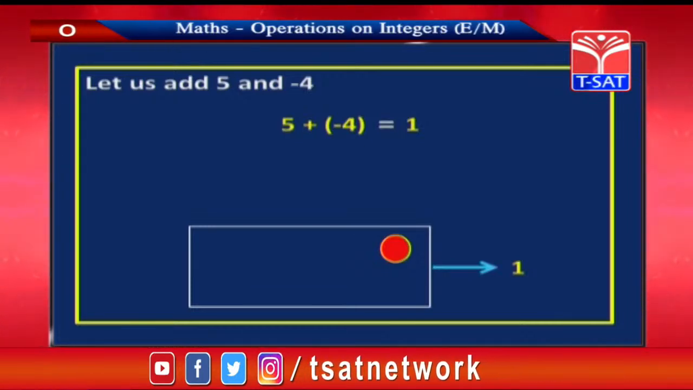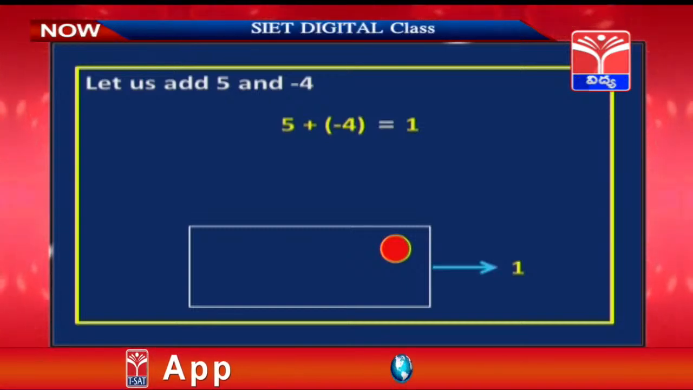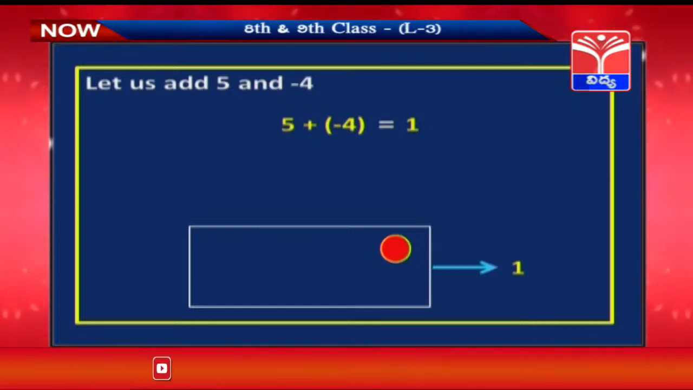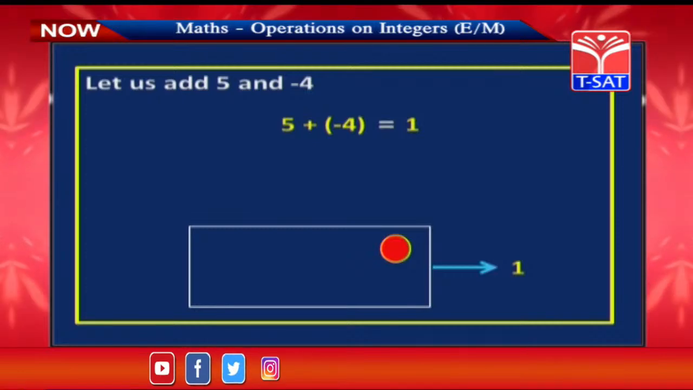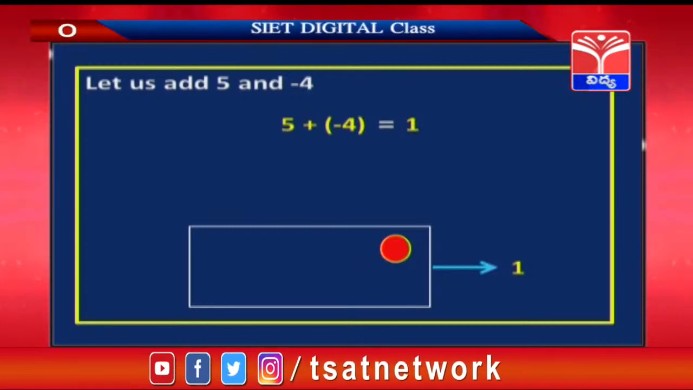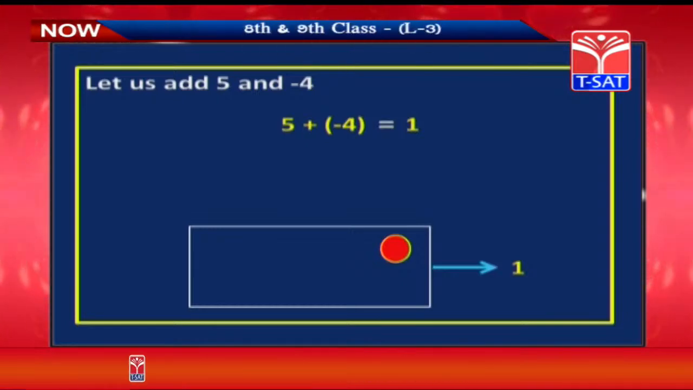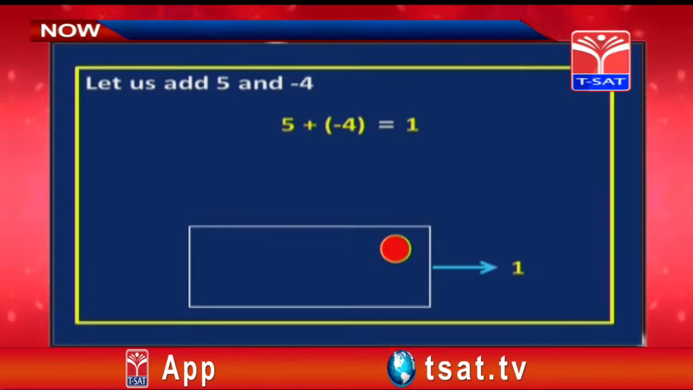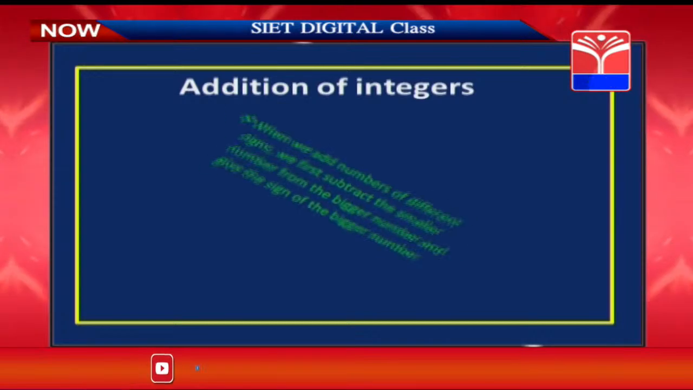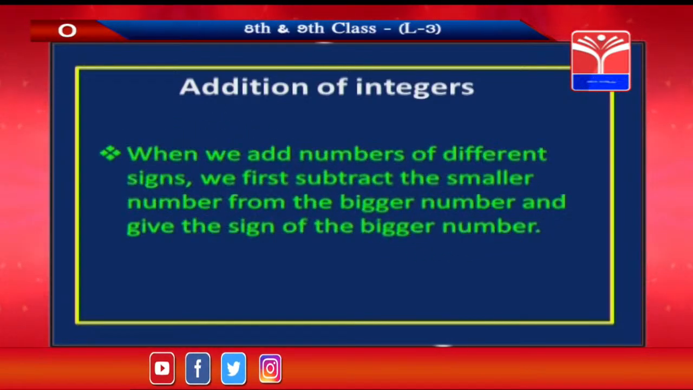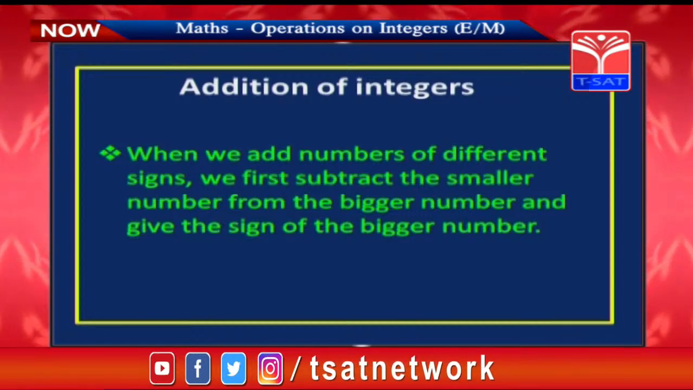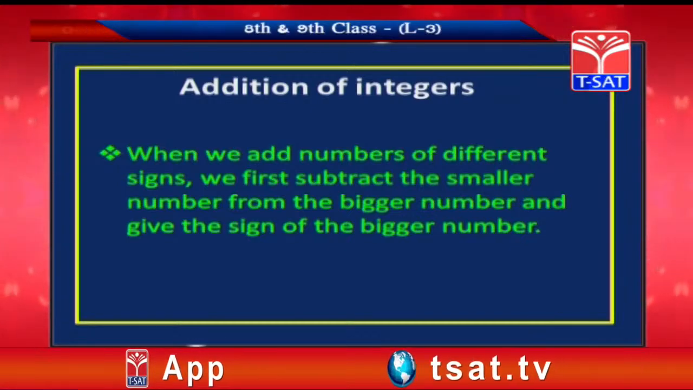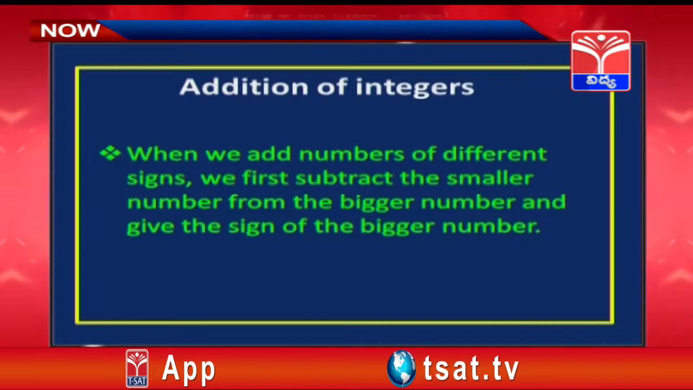So, generally for positive numbers we do not write plus before that number. Okay, children, 5 means it is understood that it is +5. 1 means it is understood that it is +1. Got it, children? And now here when I added 5 plus -4, that is a positive and a negative number, I got a positive integer, isn't it? Whereas in the previous case I got a negative integer. Now, what do we conclude from this, children? So, I can write, when we add numbers of different sign, we first subtract the smaller number from the bigger number and give the sign of the bigger number. This is what we conclude from the above two examples.